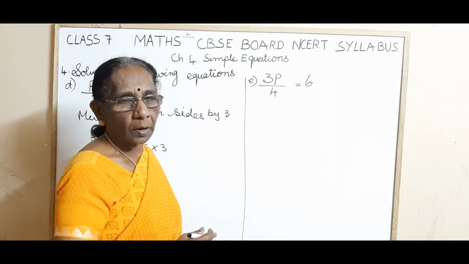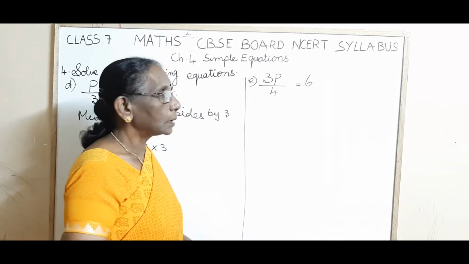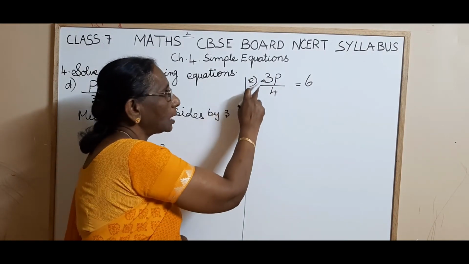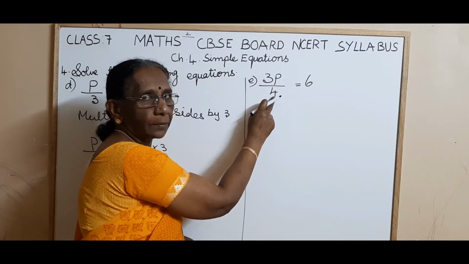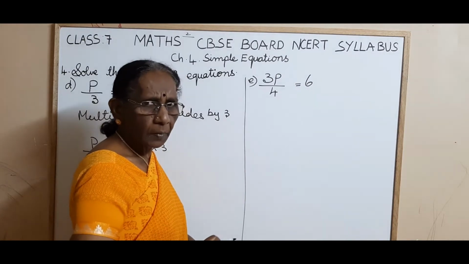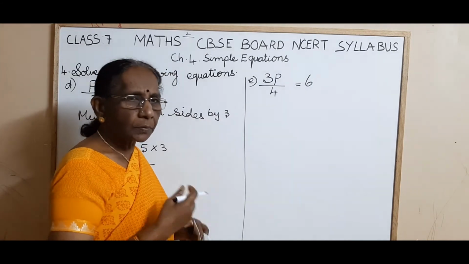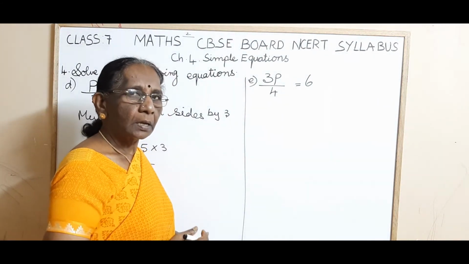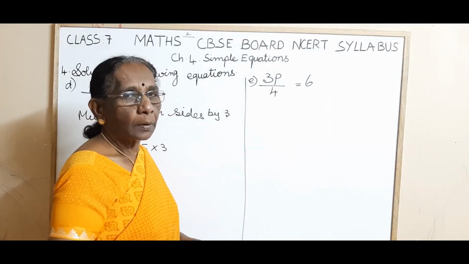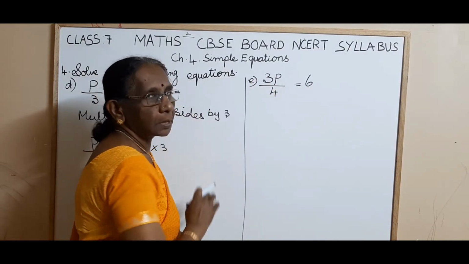The 2 constants are connected with the variable by 2 different operations. One, the 3 is connected with p by multiplication: 3 into p, divided by 4. And 4 is connected with the whole 3p by division. So we have to eliminate 3 and 4. Which one will we eliminate first, the multiplication or the division? We have to first eliminate the division operation, because this 4 is dividing the whole 3p.